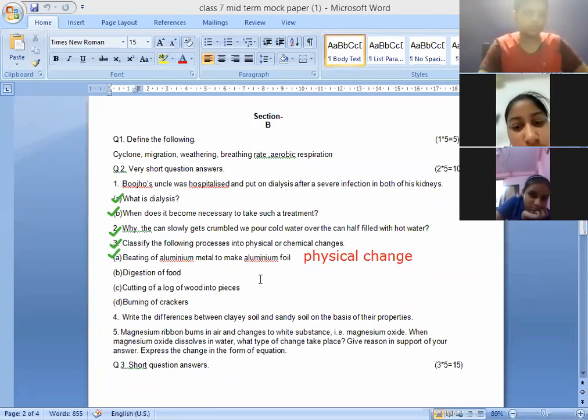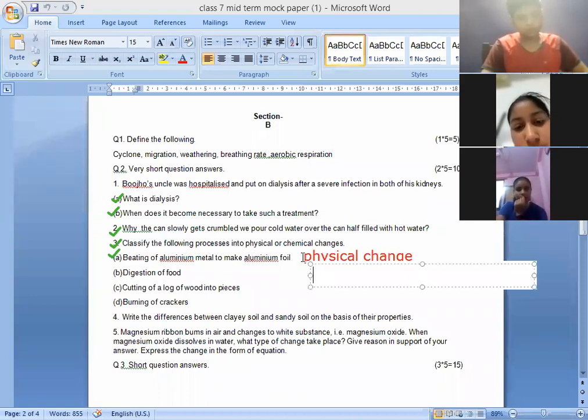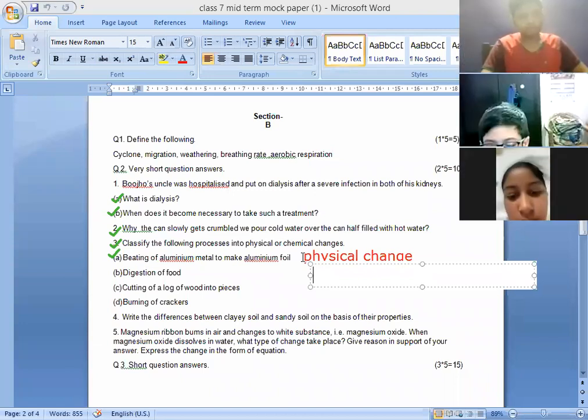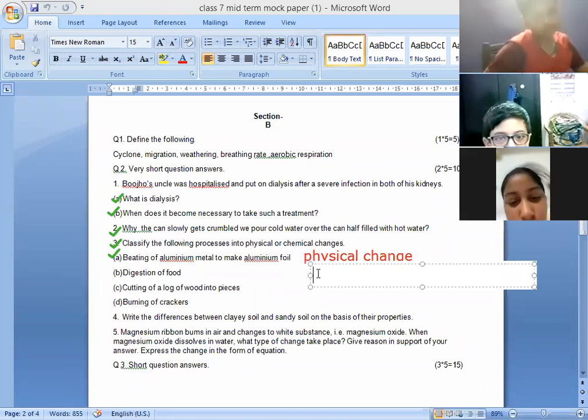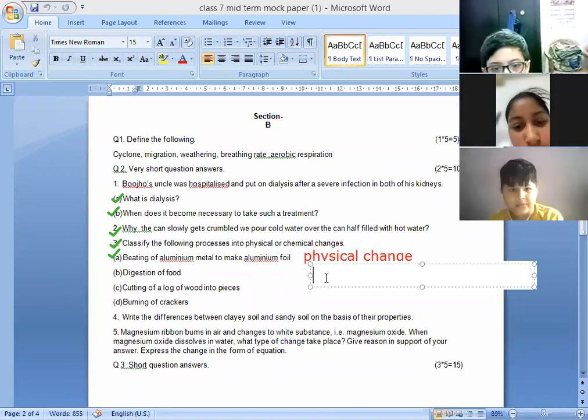Next is digestion of food. Yes, Tanvi? Tanvi, can I get the answer from you? Ma'am, it's a chemical change. Yes, it is a chemical change. Can I have the reason also? Because different chemical substances are broken down from the food, and digestion of food is a chemical change.